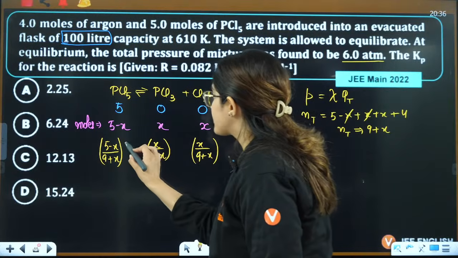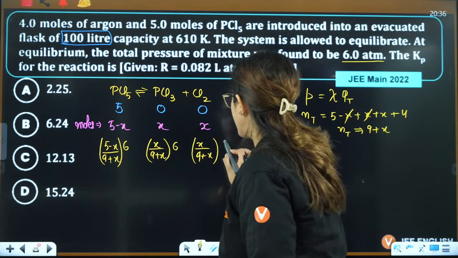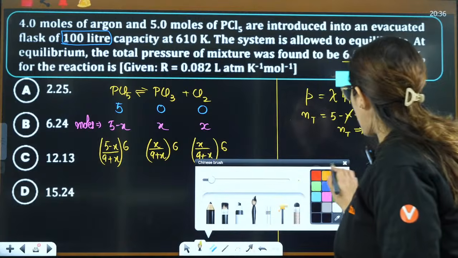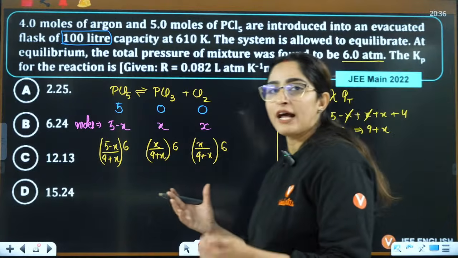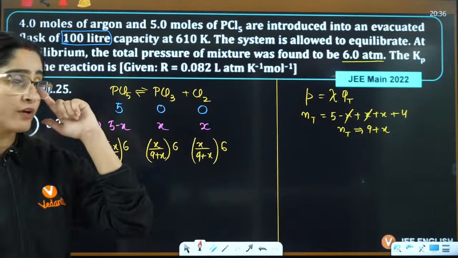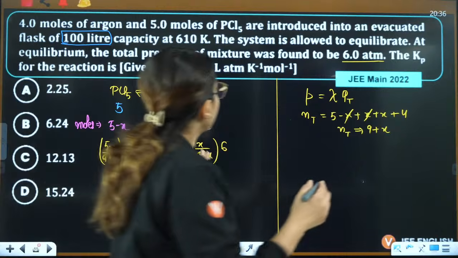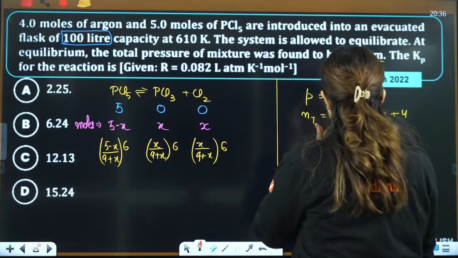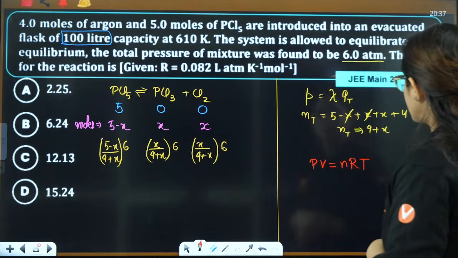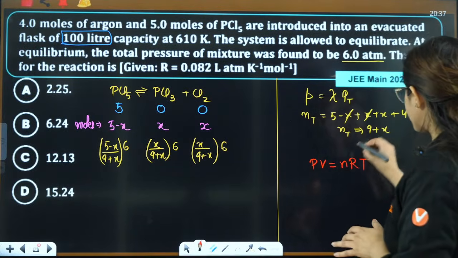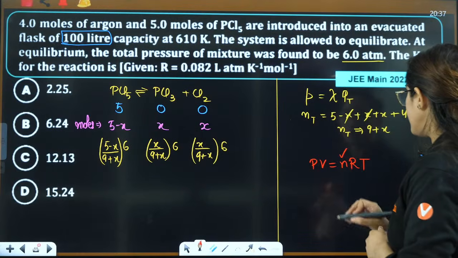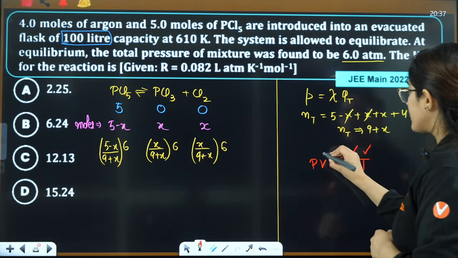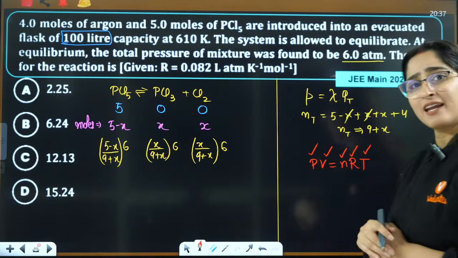And total pressure is 6. So I'll just multiply this with 6. But now how do I calculate the value of x here? Okay, for this, if I apply PV equals nRT, total number of moles is given, n plus 1, R is given, T is given, volume is given, pressure is given. Can I find that?